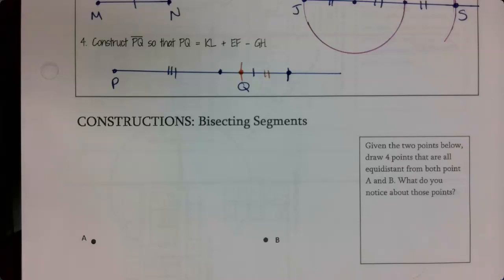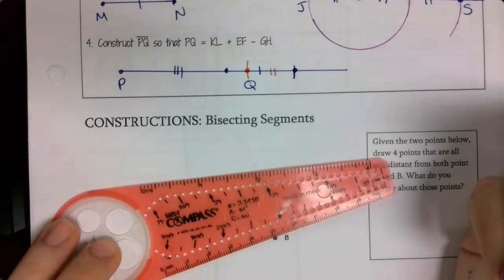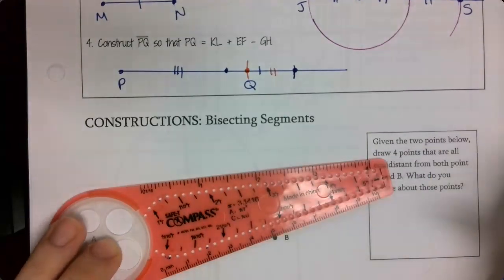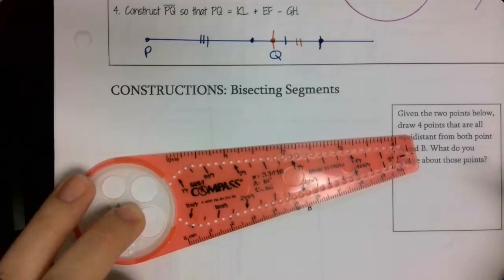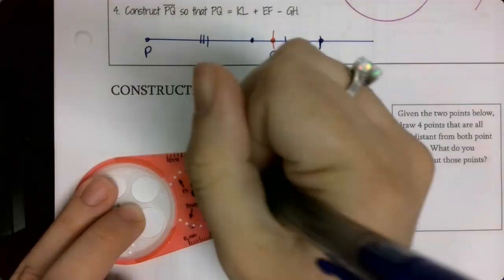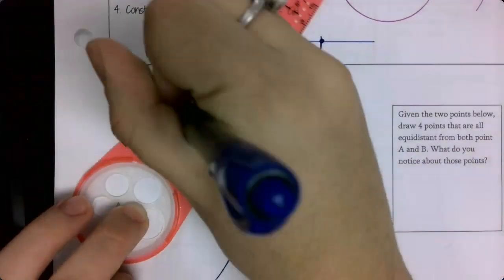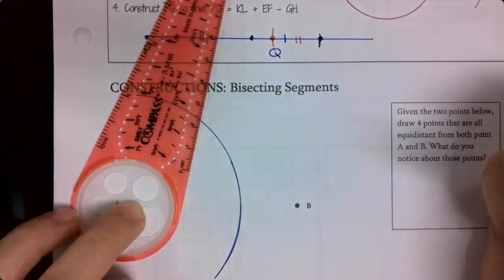Okay, so the next one wants me to use the points A and B and draw 4 points that are all equidistant from the points A and B, and then say what we notice about those 4 points. So the way I'm going to do this is I'm going to line my golden piece up with one of my letters, and then I'm just going to pick one of my holes. It doesn't matter which one, I just need to remember which one I pick. So I'll pick this one with the arrow. And then I'm just going to draw most of the circle.